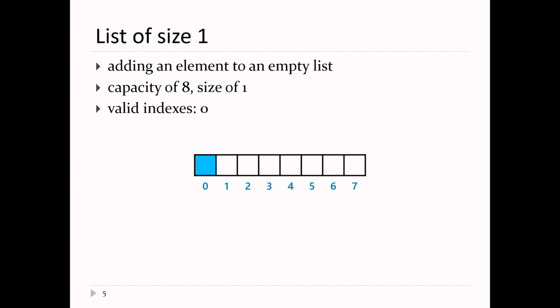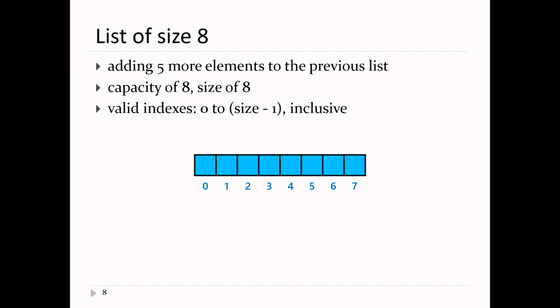Okay, so if I add an element to the list, then that element gets inserted at index 0. So my size is now 1. The capacity doesn't change, of course. But now I have a valid index, so I can use index 0 for stuff. I can get or set the element at index 0. I can remove the element at index 0. Add another element, and now you have 2 valid indexes, 0 and 1, and so on. So notice that the valid indexes are always between 0 and the size of the list minus 1.